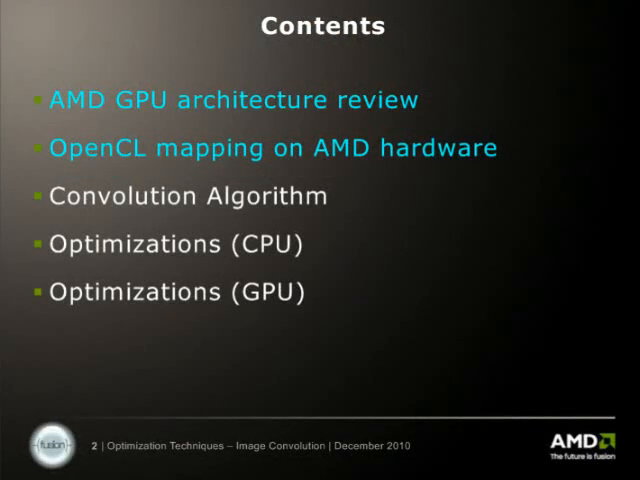The contents for today's webinar: first, I'll touch upon AMD GPU architecture. Then I'll talk about how OpenCL maps onto the AMD hardware. For example, what are the different constructs of OpenCL and what are the different hardware blocks that they actually map to. Then I'll briefly go over the convolution algorithm. I just have one slide talking about different optimizations that we can do on the CPU, and then I'll move over to optimizations on the GPU, which is actually the main focus of today's talk.